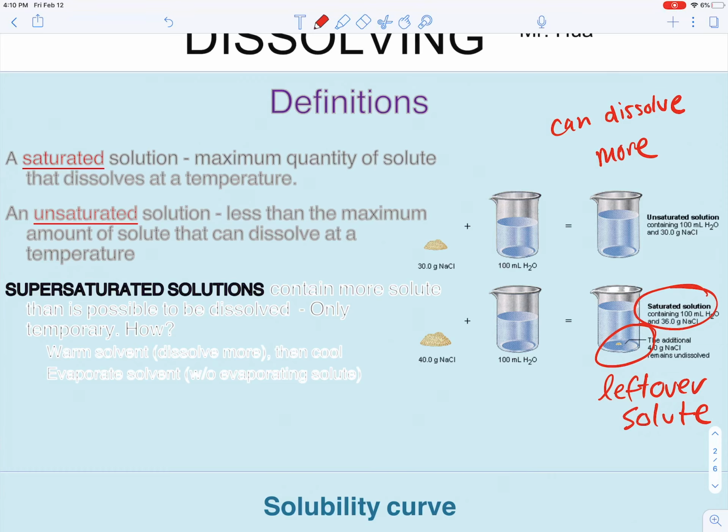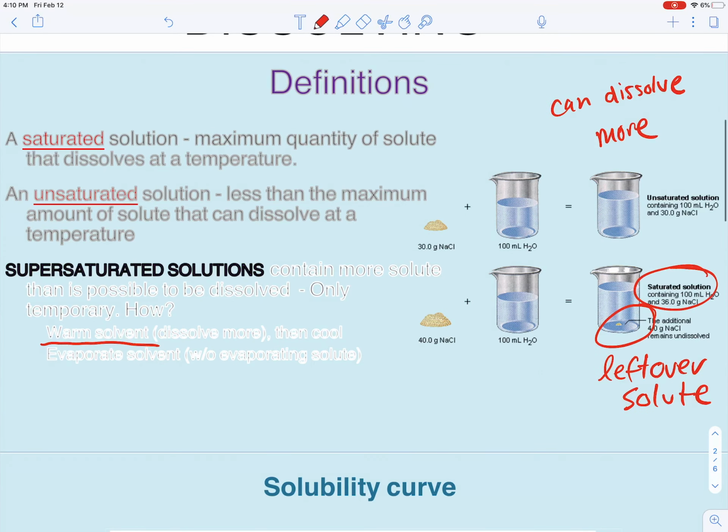Lastly, we have supersaturated solutions, which contain more solute than is possible to be dissolved. And this is only temporary. One way to do that is to warm your solvent to heat it up. That allows you to dissolve more than possible, but when it cools down, you may form some crystals, since you're trying to dissolve more than what's possible.